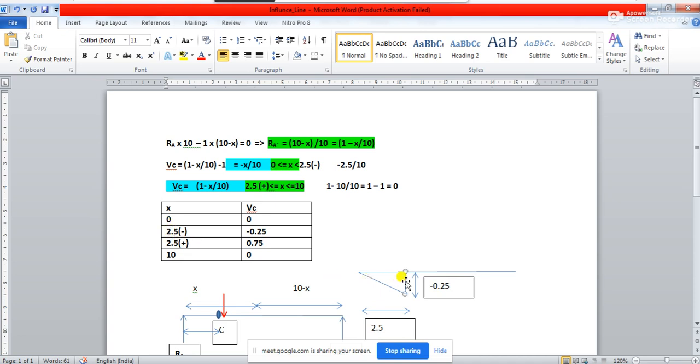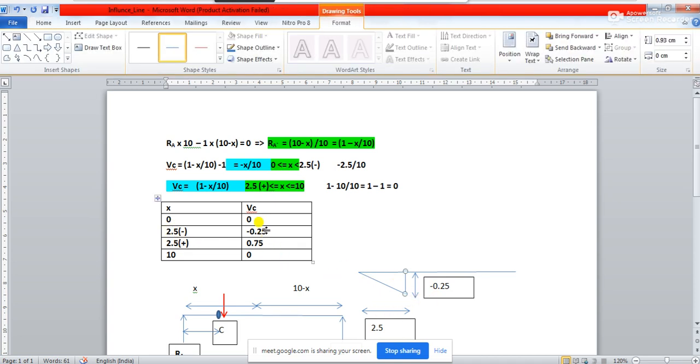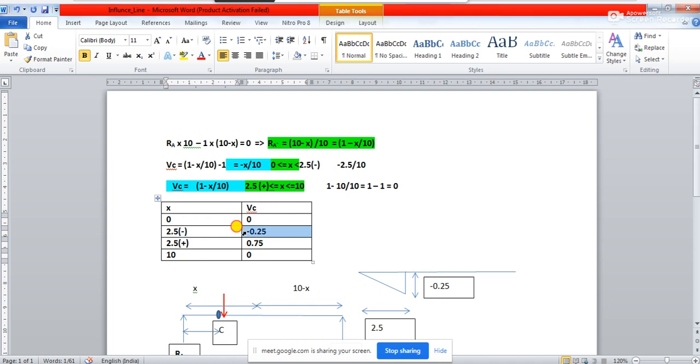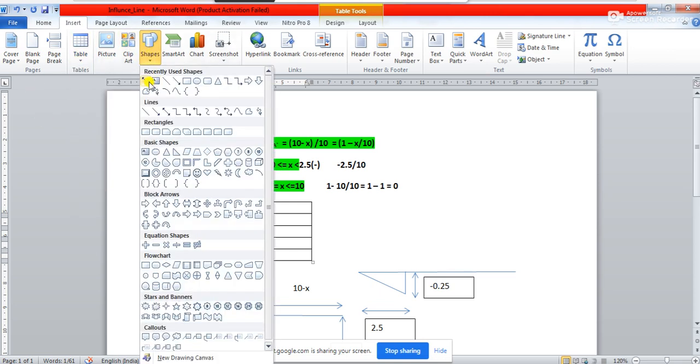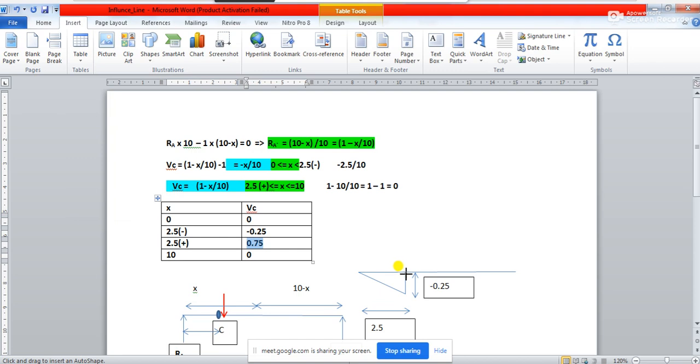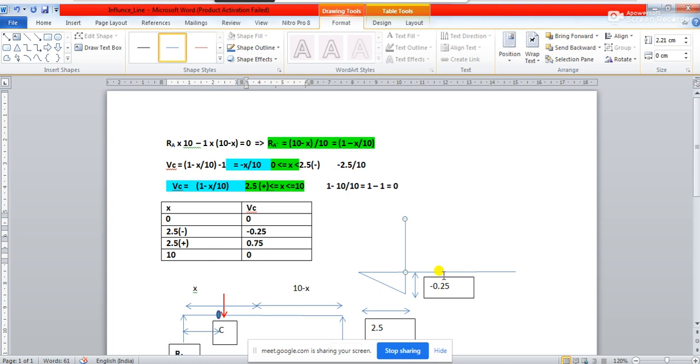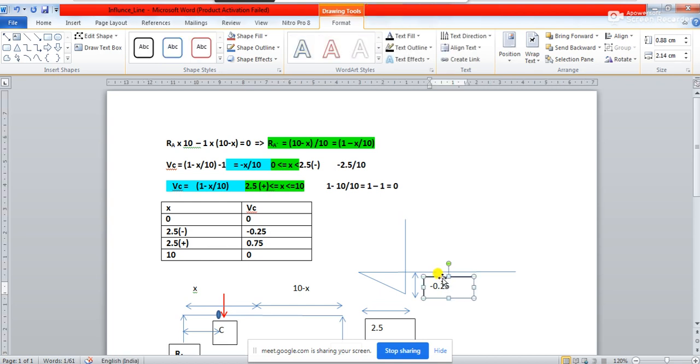So see, just at 2.5 you are having two values, right? Just left of 2.5 you are having minus 0.25, and just right of 2.5 you are having a value of 0.75. So just right of 2.5, again you are going to have an ordinate value which is equal to 0.75. So how do I plot it? I will have to plot it in this way. So this one will now be going up to 0.75, and you must understand this value.